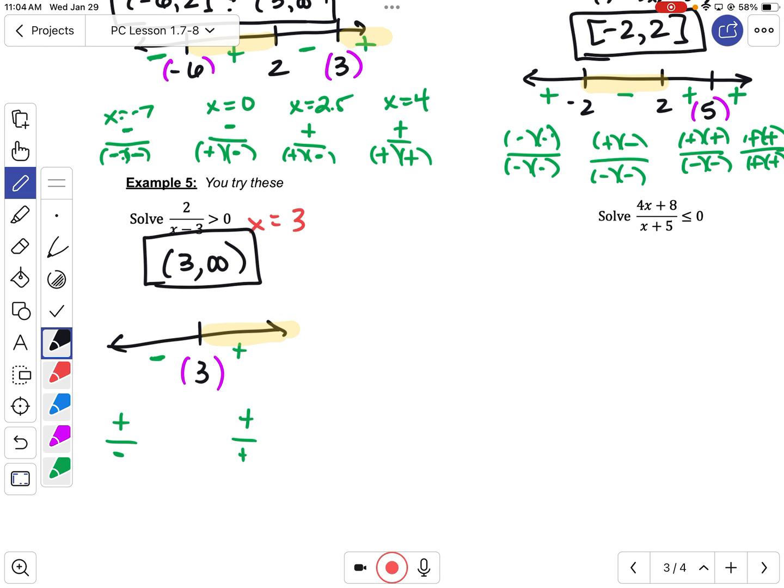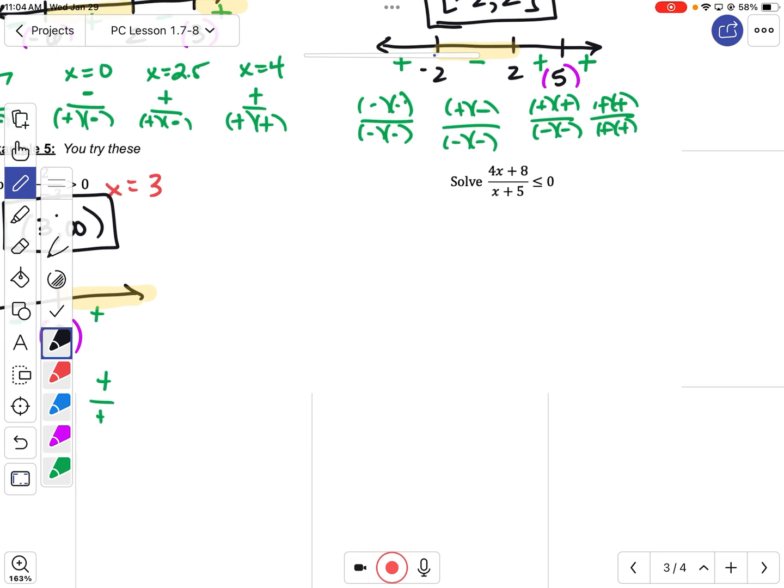Okay, how'd you do? It's all right, it happens. Try the second one.